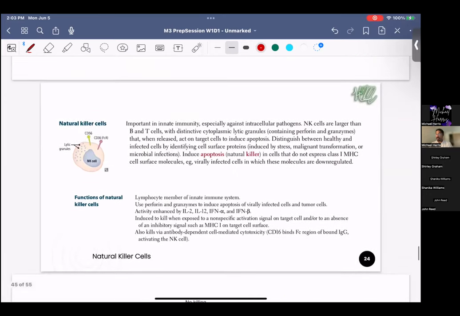Now, natural killer cells are cells that go around killing things that do not have MHC1. If you do not have an MHC1, it says you need to die and it kills it off. Okay. Now, how does it do this? It does this via porphyrins and granzymes.